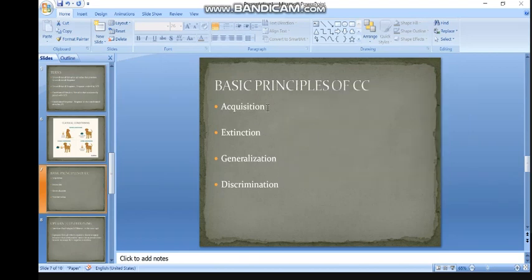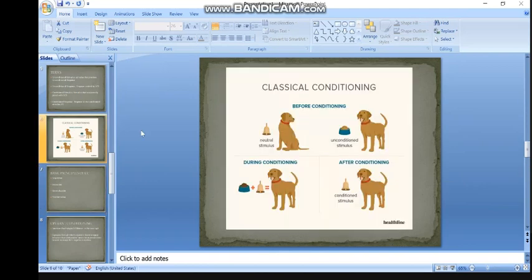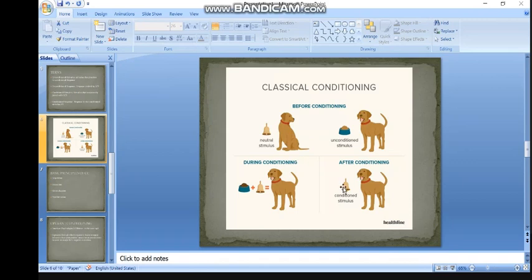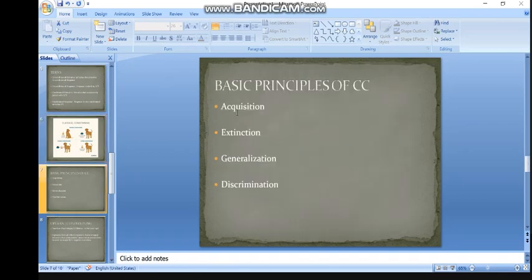The process by which a conditioned stimulus... What was the conditioned stimulus before in the experiment? Can somebody please tell me? Conditioned stimulus. Yes. What is the conditioned stimulus here? Bell, right? Yes. So when the conditioned stimulus acquires the ability to elicit a conditioned response, that is, when the bell gains the ability to elicit salivation in the dog, that is what we call acquisition.